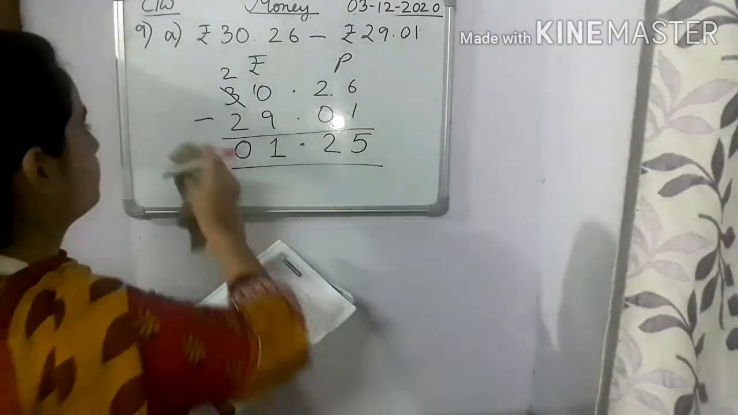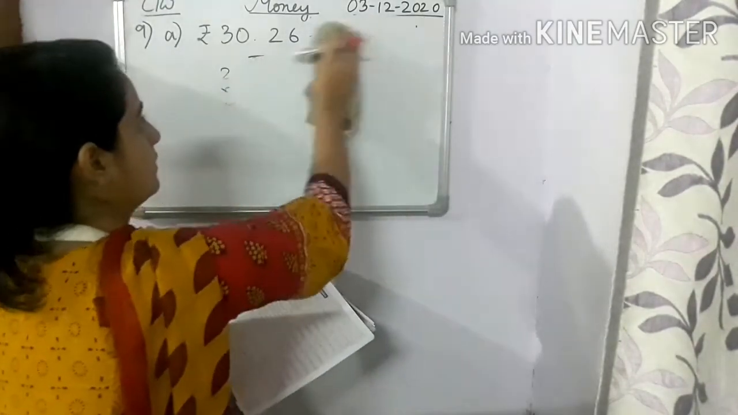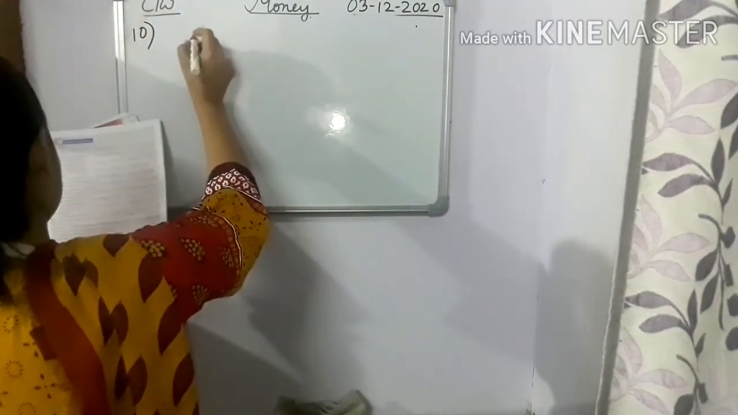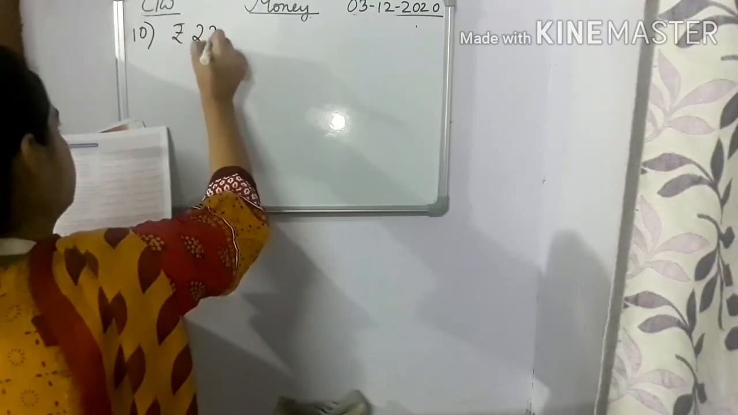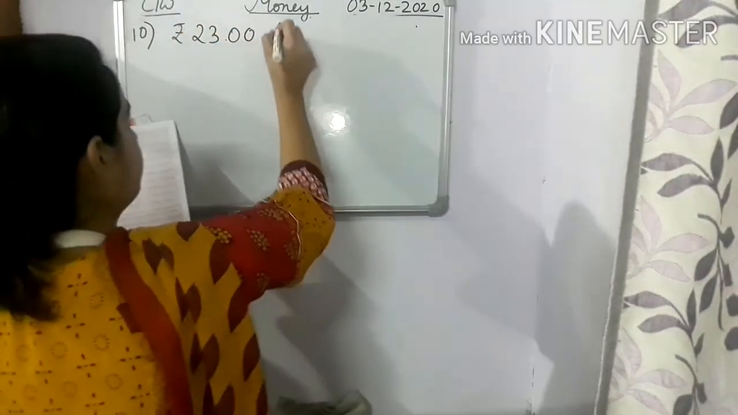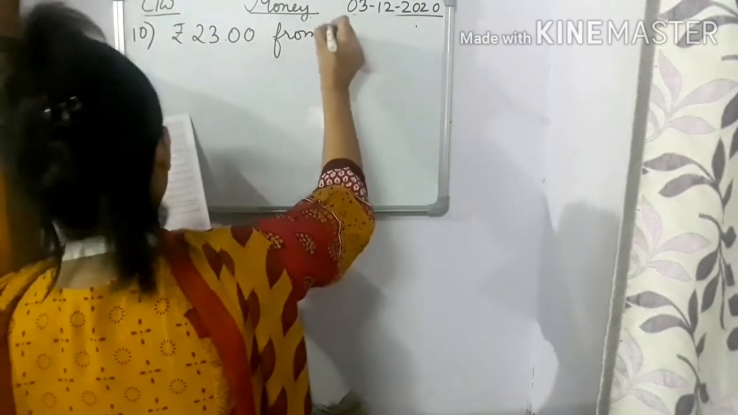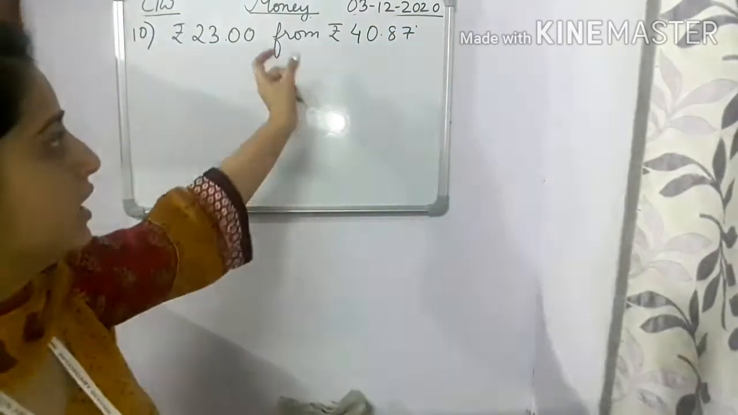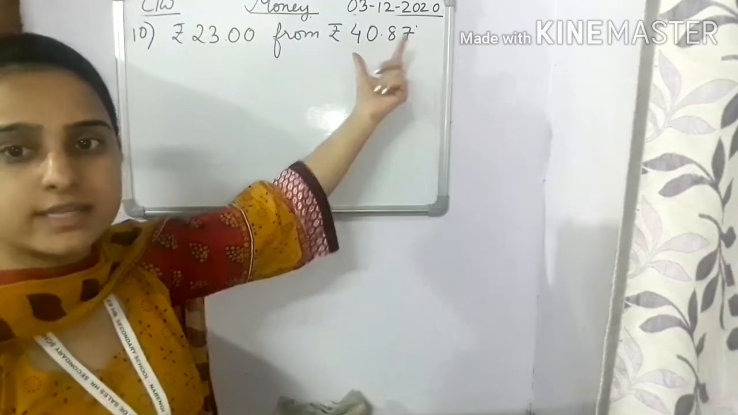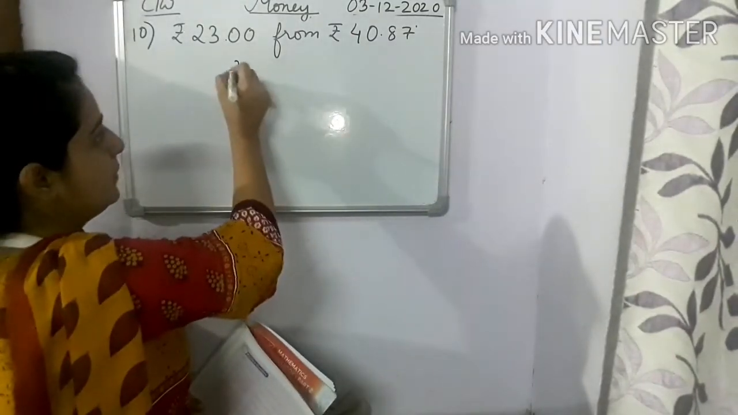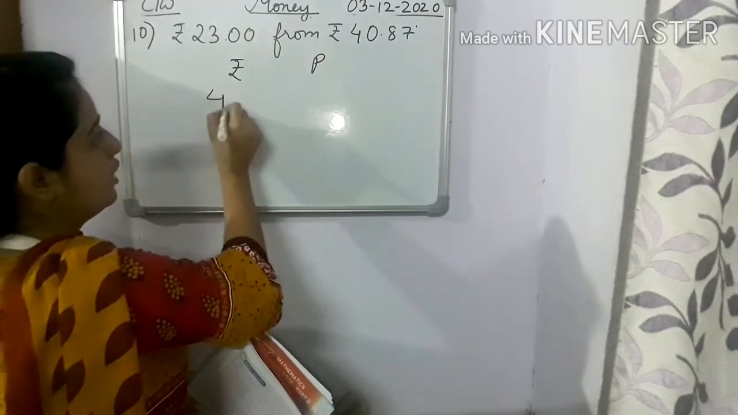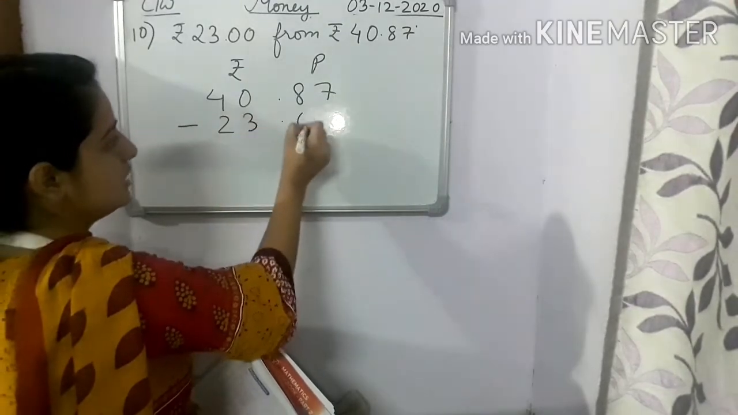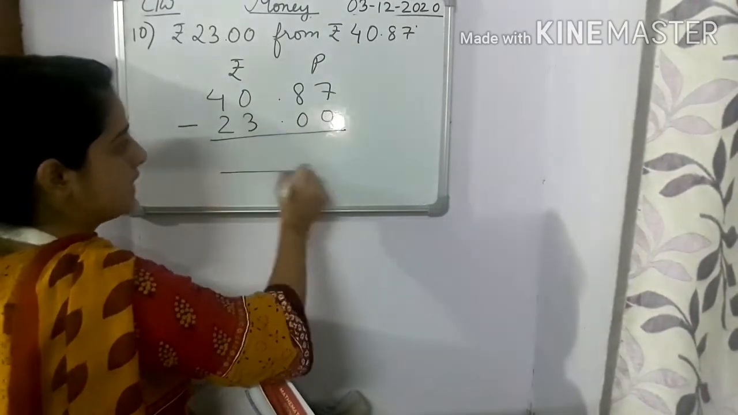Let's do question number 10. Subtract rupees 23 from rupees 40.87. Now children, the word from is there. So we are going to arrange this number first, rupees and paise. 40.87 minus 23.00. Let's do the subtraction.